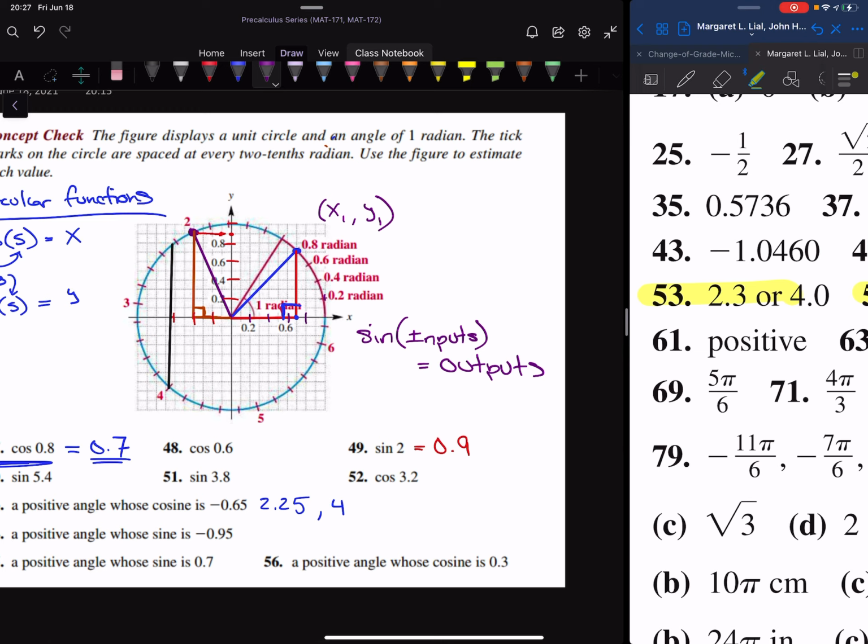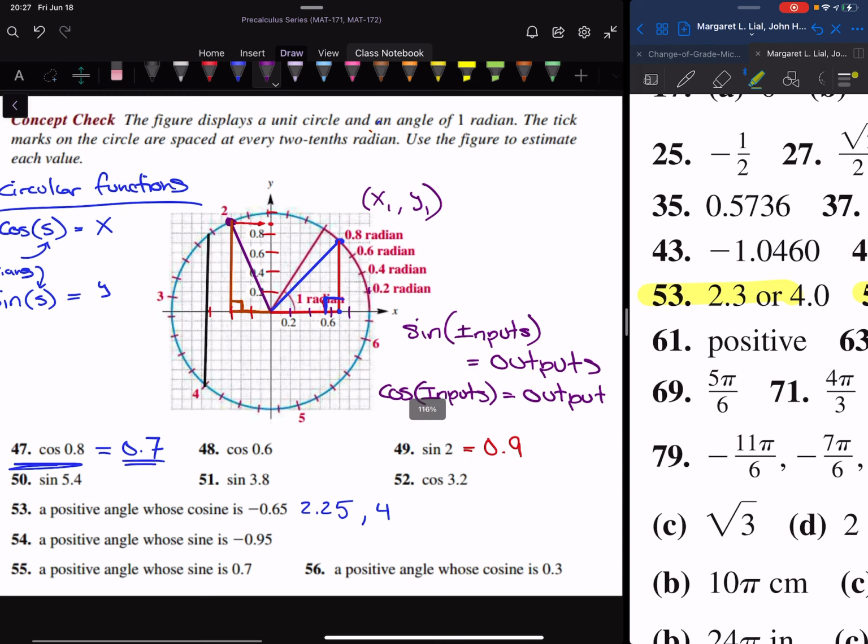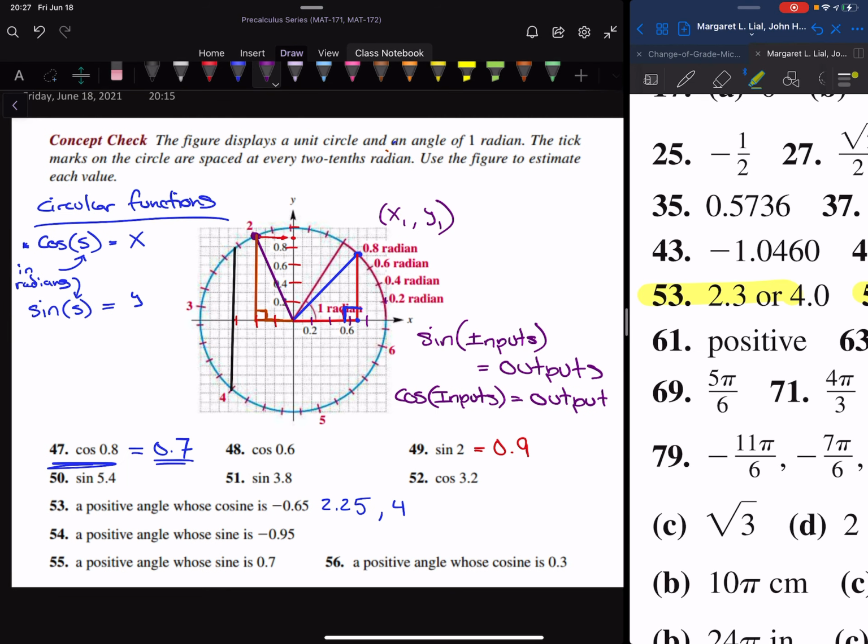All right, same with cosine. Cosine of our inputs are equal to the output there. So just recognizing whether or not you're dealing with an input or output will just kind of help keep you on track. Hope you enjoy.